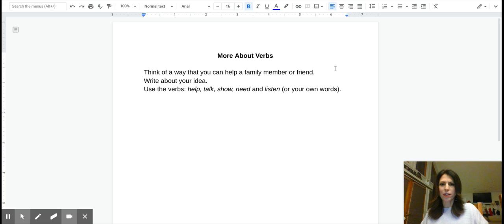Hi, second graders. Today, in our grammar on page 54, we have more about verbs, and we've been talking about past, present, and future verbs. And so we're going to get a little bit more practice with those and some writing.